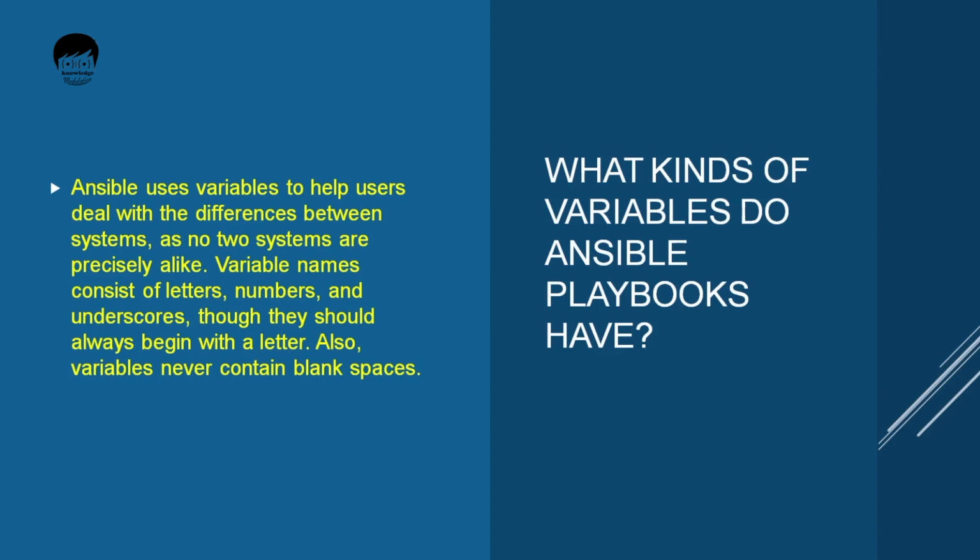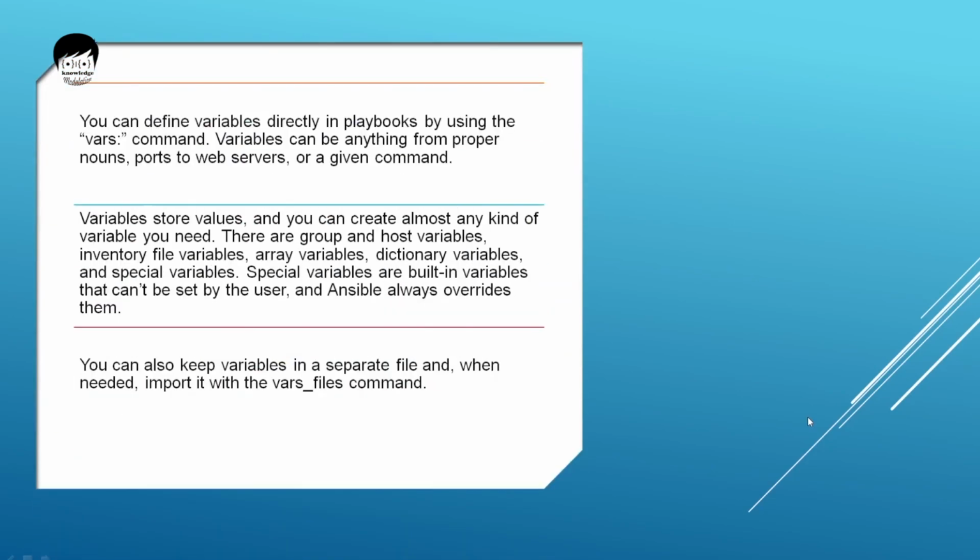If you know any development language, then you can easily use these variables and write a good script in a playbook. You can define variables directly in playbooks by using the vars command. Variables can be anything from a proper noun, ports to web servers, or a given command. Variables store values and you can create almost any kind of variable you need. There are group and host variables, inventory file variables, array variables, dictionary variables, and special variables. Special variables are built-in variables that can't be set by the user, and Ansible always overrides them. It means it comes with a predefined structure.